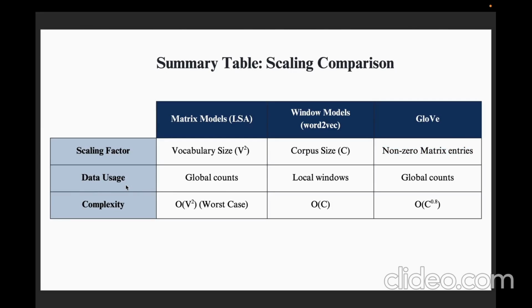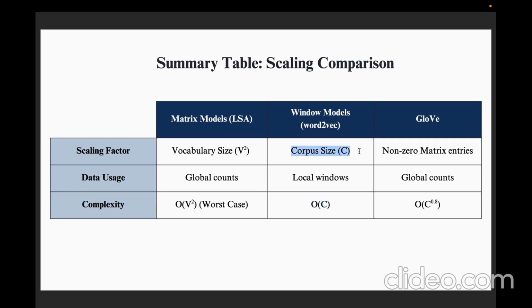About the data usage, we know that LSA takes on global counts and contains global statistics, while window models only cover local windows. GloVe, as we've seen earlier, covers context and also covers global counts. For complexity, LSA works in big O of V square, the worst case, that is every cell in the matrix is full, or at least most cells are full. For window models, it is big O of C, where C denotes the number of words in the corpus or the corpus size.